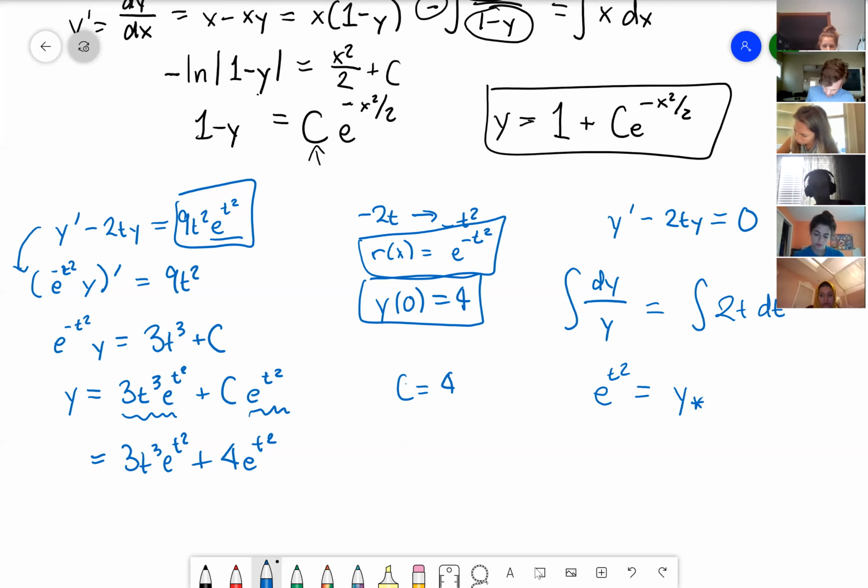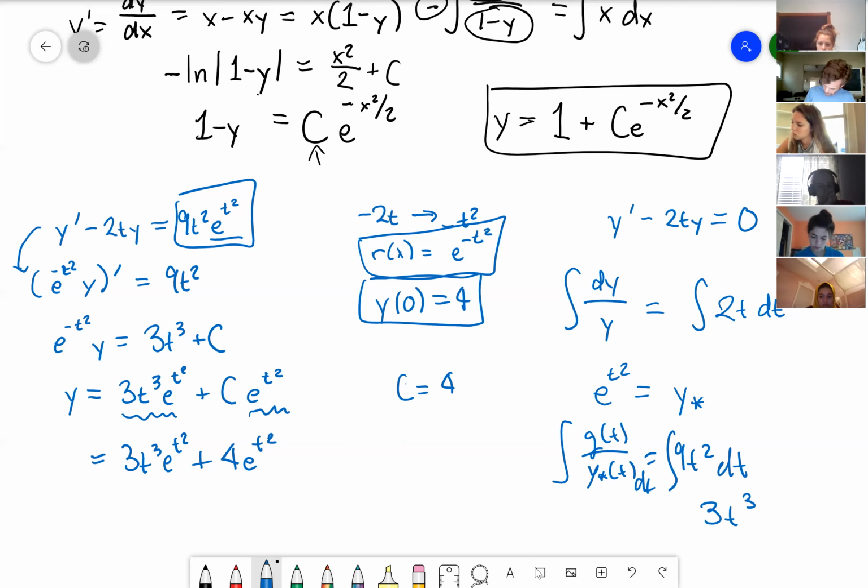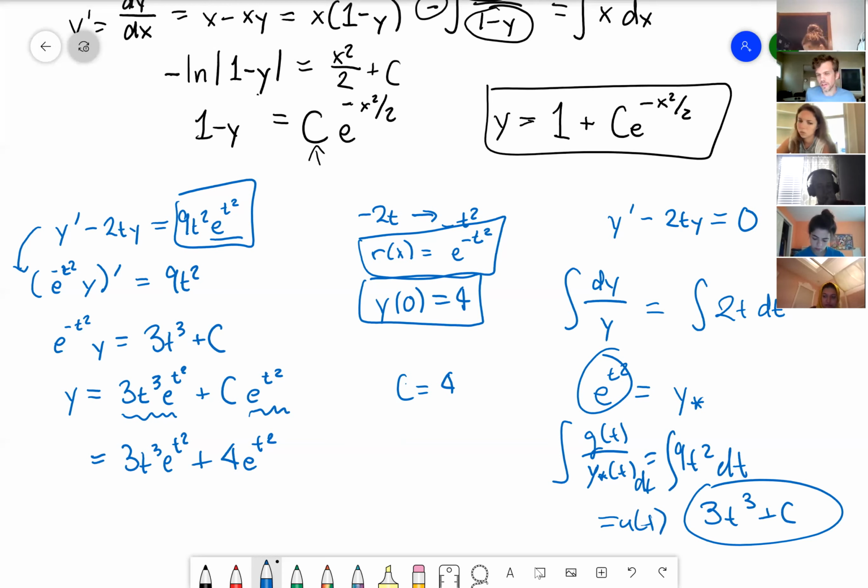And then u of t divided by y star of t, which is 9t squared. And so integrating both of these, we get 3t cubed plus c. Now, as we saw, c is 4. So when you multiply this by y star, that's our version from the non-homogeneous way of doing this, u of t times y star. You see that you get the same.